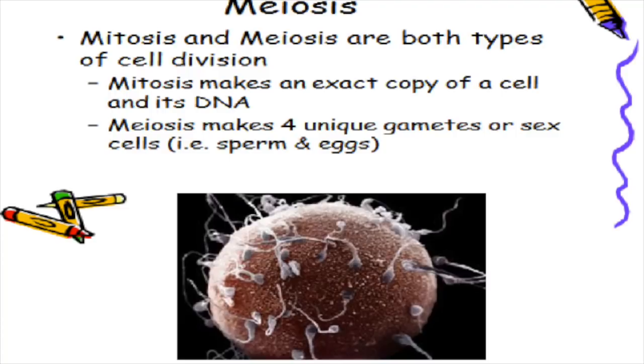So you've learned already that mitosis makes an identical copy of the cell and its DNA. It's like a clone of itself. It's asexual reproduction. Meiosis is different, however. Instead of making 2 cells, it makes 4 cells, and instead of them being identical, each cell is actually unique with different DNA. And these are called gametes or sex cells, and this is what makes up sperm cells in males and egg cells in females.